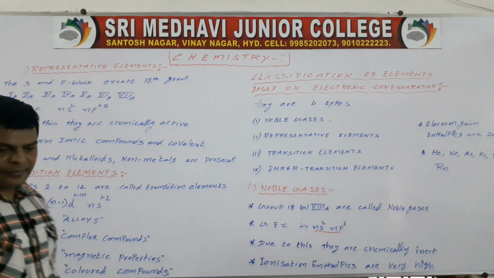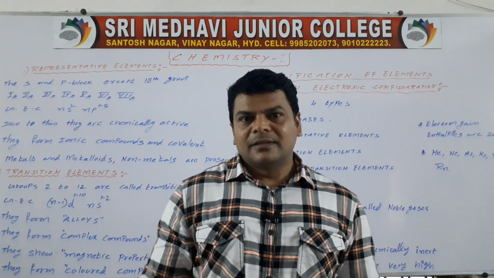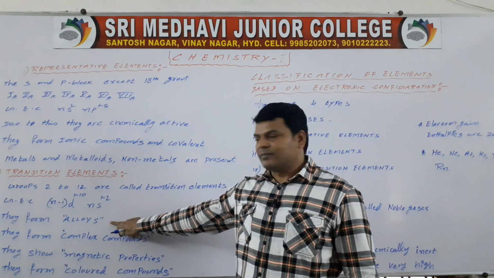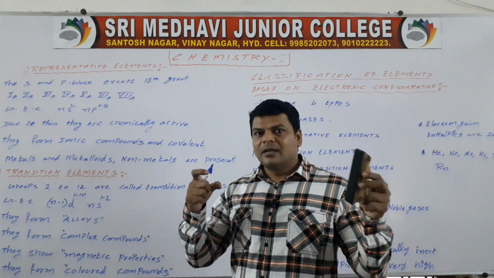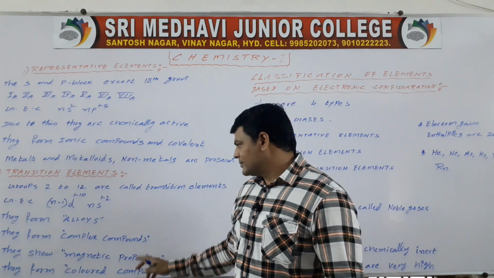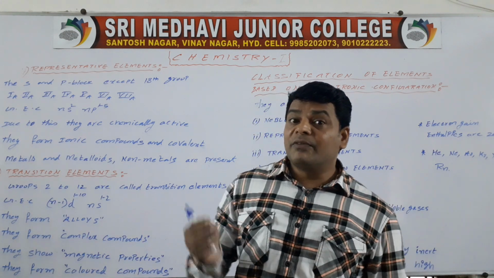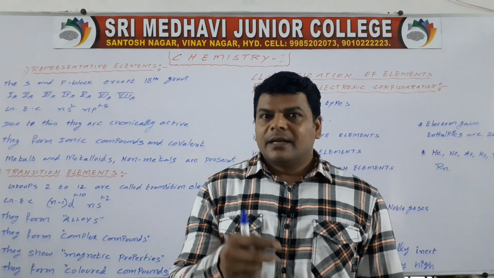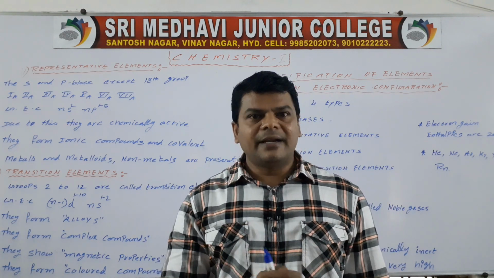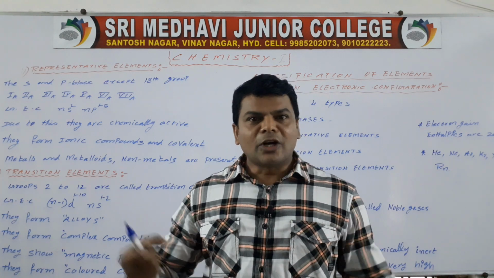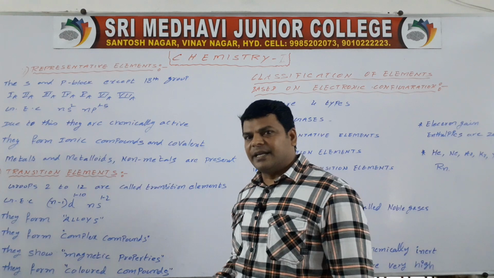Alloy means two or more metals combining. The mixture of two or more metals is nothing but alloys. Complex compounds means big molecules. We are going to discuss later. A complex compound has a central metal atom which is a d block element, next ligand, next anion or cation. The combination of all these is nothing but complex compounds. We are going to discuss in second year.